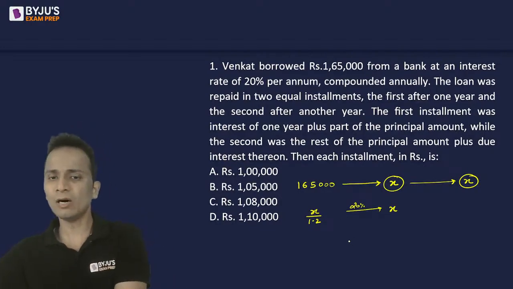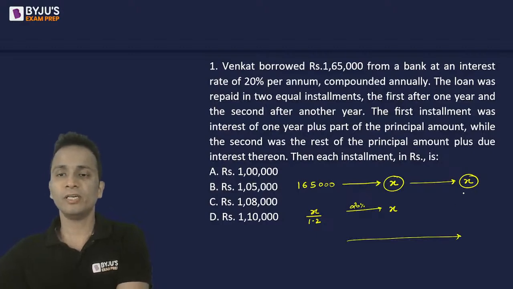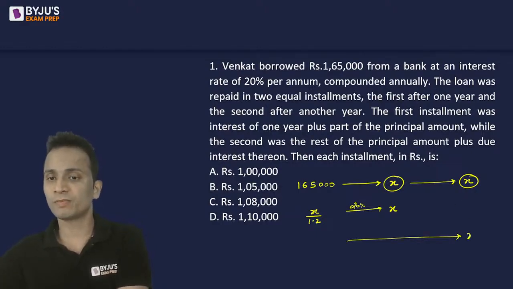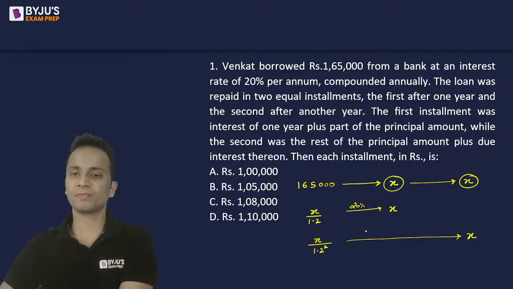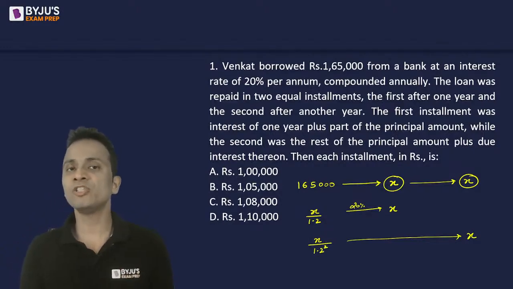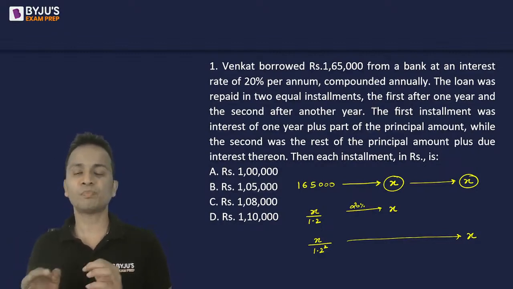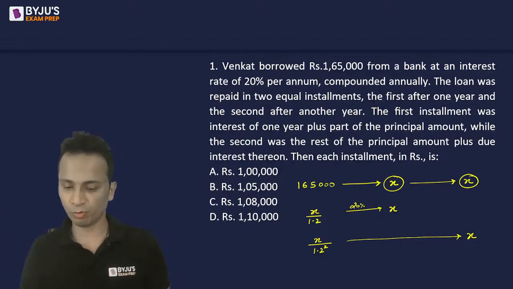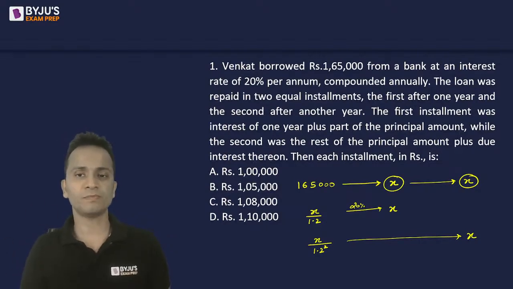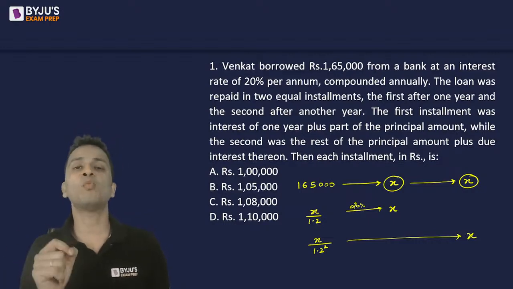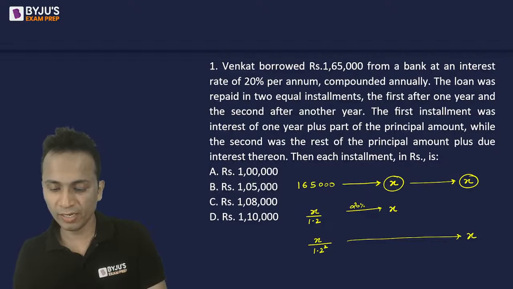Understood? Now, another case here, the money which was paid after 2 years. So, X rupees was paid after 2 years and 20% per annum is the rate of interest. So, its present value will be X divided by 1.2 square. Okay. So, the first installment which is paid after 1 year, its present value will be X divided by 1.2. The second installment which is paid after 2 years, its present value will be X divided by 1.2 square.